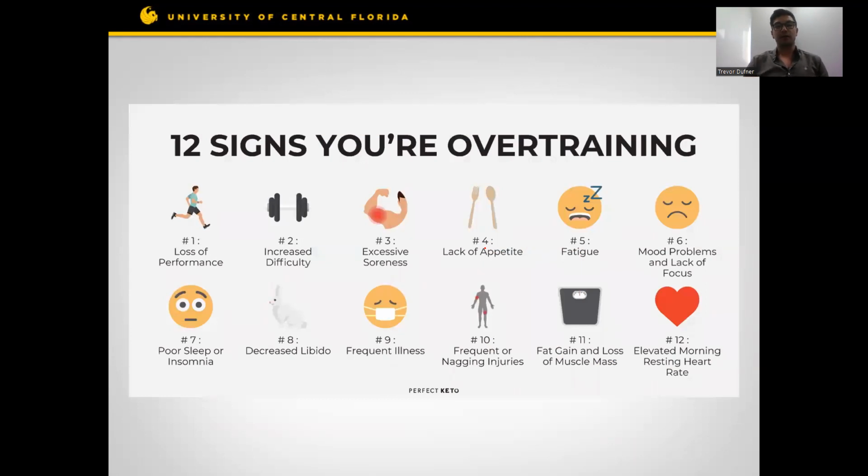So looking at signs that you're overtraining, these are kind of broad, not obvious. Lost performance, excessive soreness. Like I said, I remember when I was going through my overtraining period, before I even figured out that I was overtraining, I was seeing massive loss in performance. I was seeing a lack of appetite, which was crazy to me. I was seeing nagging injuries.